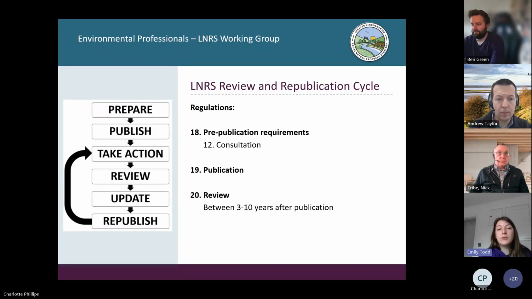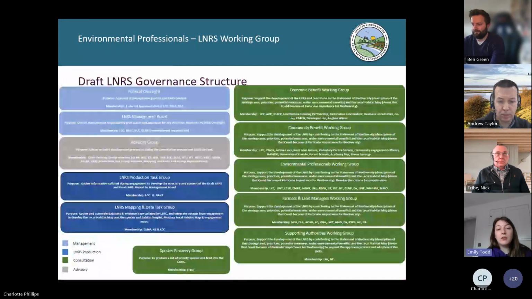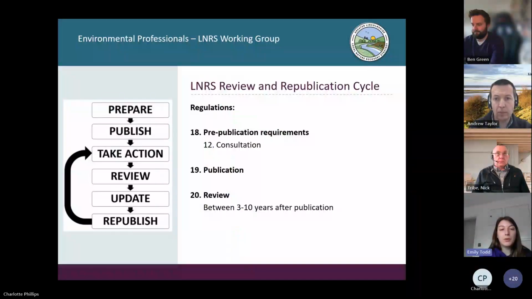So the regulations and guidance identified a few key things. The regs say that we need to have a public consultation on the LNRS, rightly so, and that it will need to be published and reviewed every 3 to 10 years. And this is a cycle, so we will continue to do this for each iteration of the LNRS.